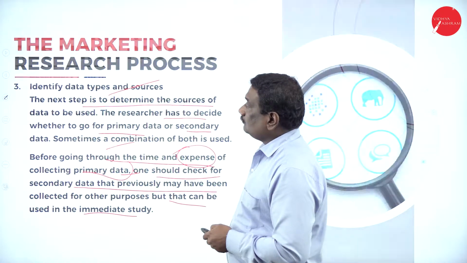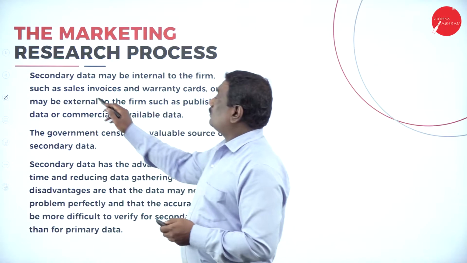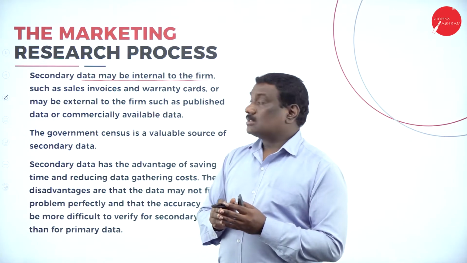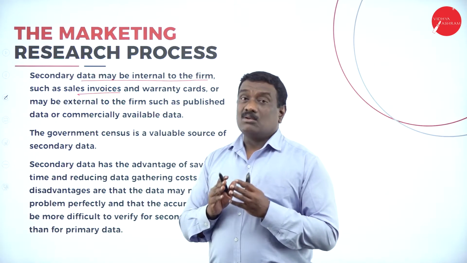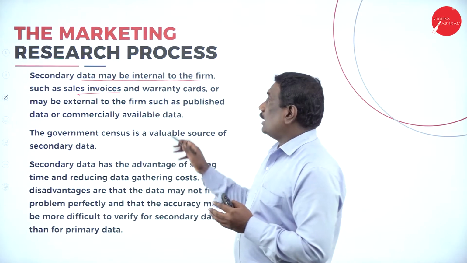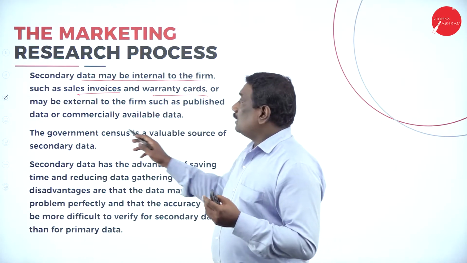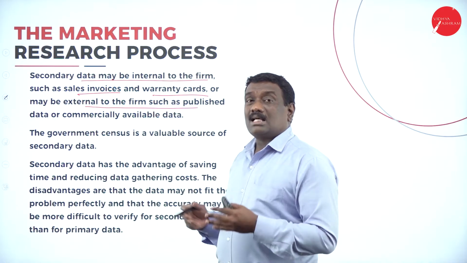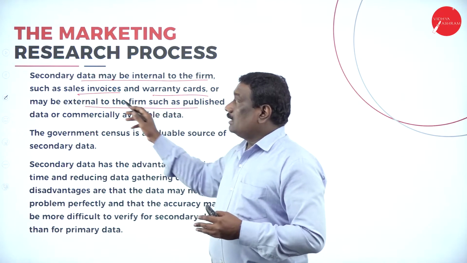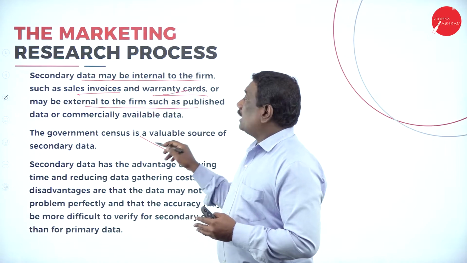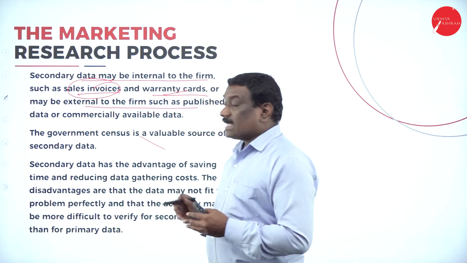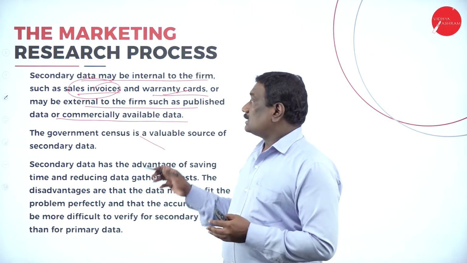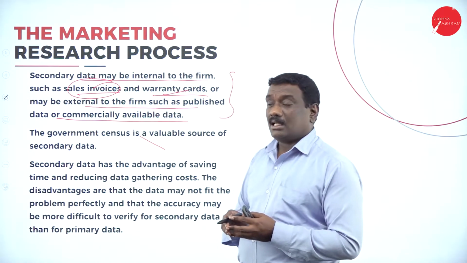Now, secondary data may be internal to the firm. So this kind of secondary data is an internal factor to the organization of the firm, such as the sales invoices of that particular organization, of that particular product, then warranty cards, right? Or it may be external to the firm. Sometimes it will be external, sometimes it will be internal. So both have to be assessed. So internally, it is like sales invoices, then warranty cards, and if it is external to the firm, such as published data or commercially available data. So these are the important sources of secondary data which can be collected.